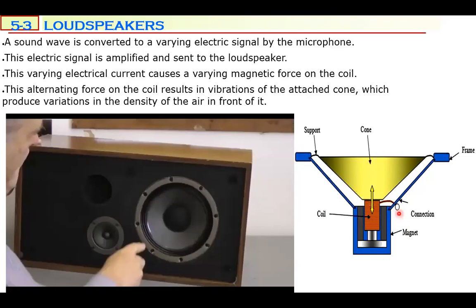When electric current is given to the coil, the coil starts to vibrate in the magnetic field. Because the cone is connected to this coil, the cone is also vibrating, and this vibration is converted to vibration of the air molecules, which produces the sound in the room or in the environment. So this is all about this section 3.